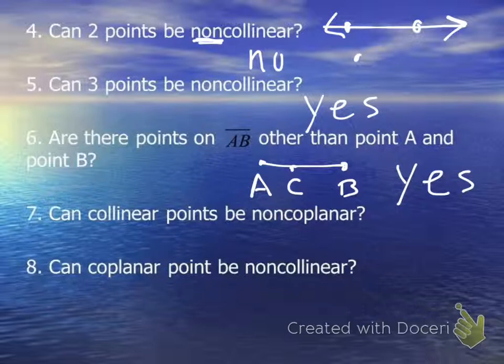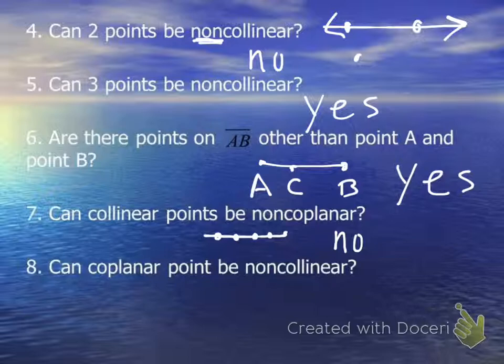Can collinear points be non-coplanar? We're saying all these points are in a line. They're collinear. Is it possible that they're not on the same flat surface? No. They would be on the same plane if they're on the same line. It's like saying you couldn't put something flat on a pen or a pencil.